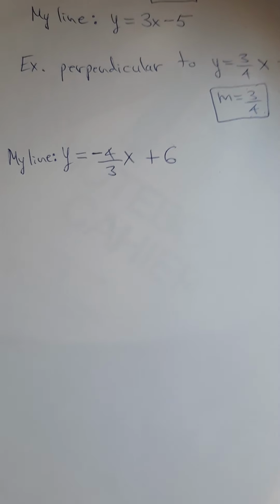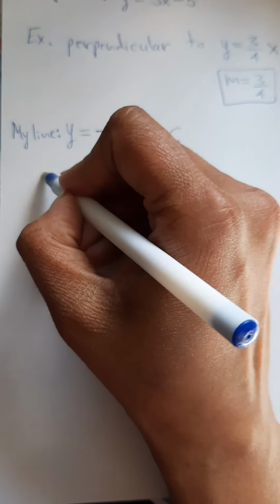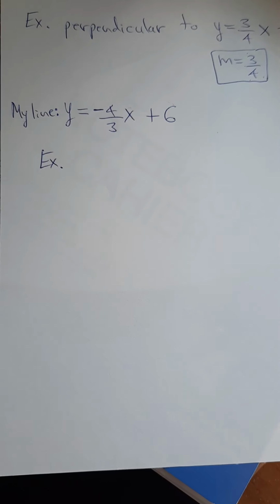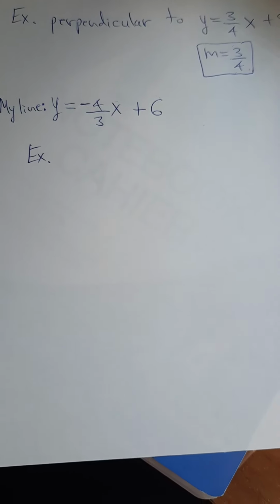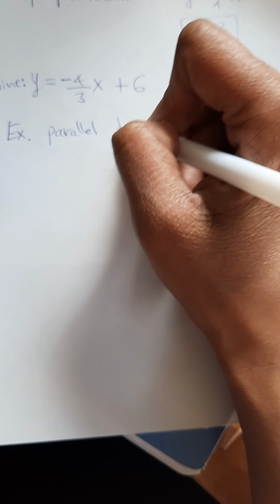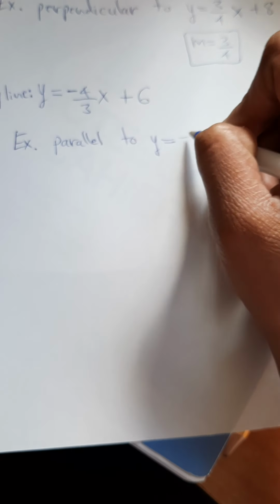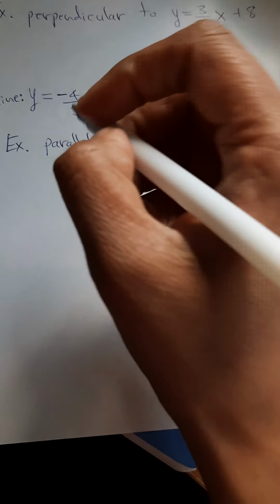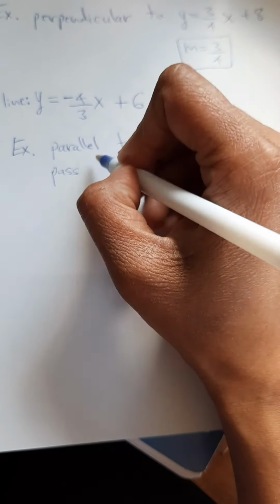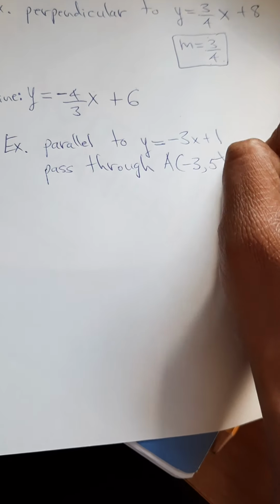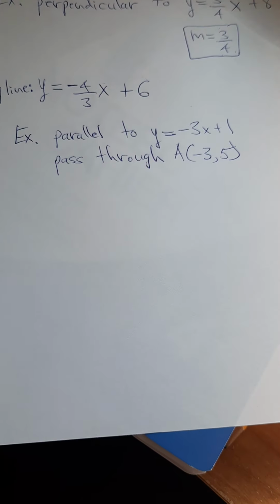Good. Okay, let's do a review of this last question. So it's saying find the equation of a line that is parallel to this line that's given. We're going to make this kind of different, so I'll give you the equation. So y equals negative 3x plus 1. It has to be parallel to this line, and it has to pass through this point A, which is negative 3, positive 5. Okay, so just like this.